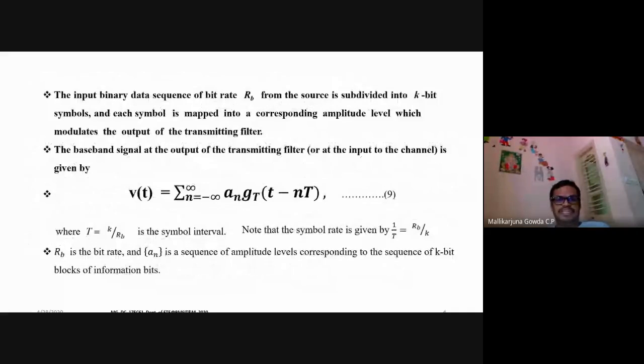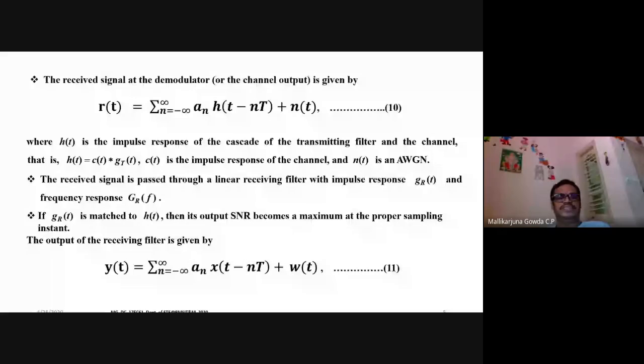So this is a data sequence an that will be represented by an amplitude level depending upon the bits, and gT of t minus nT is the impulse response of the transmitting filter. And this r of t is the received signal at the receiver. What I can say is it is the output of the channel filter.